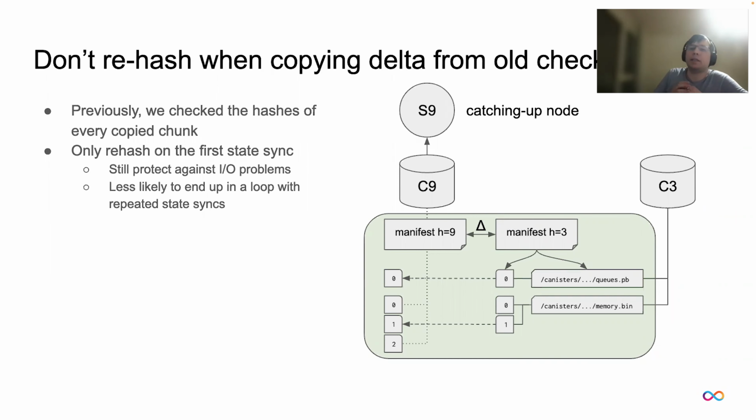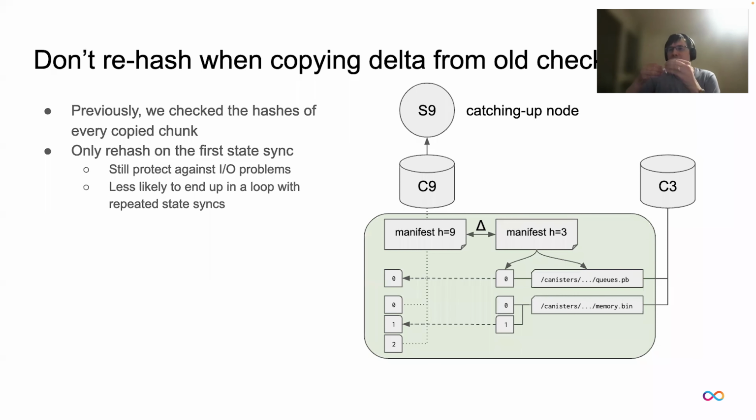The second one is a bit of an equivalent to incremental manifest computation. I justified our verification step by saying that there could be I/O problems that we want to detect. However, this is a special case that happens occasionally. What we're really worried about is that something like what happened to jtdsg happens, where we do state sync and then immediately another one, and immediately another one, and immediately the other one.